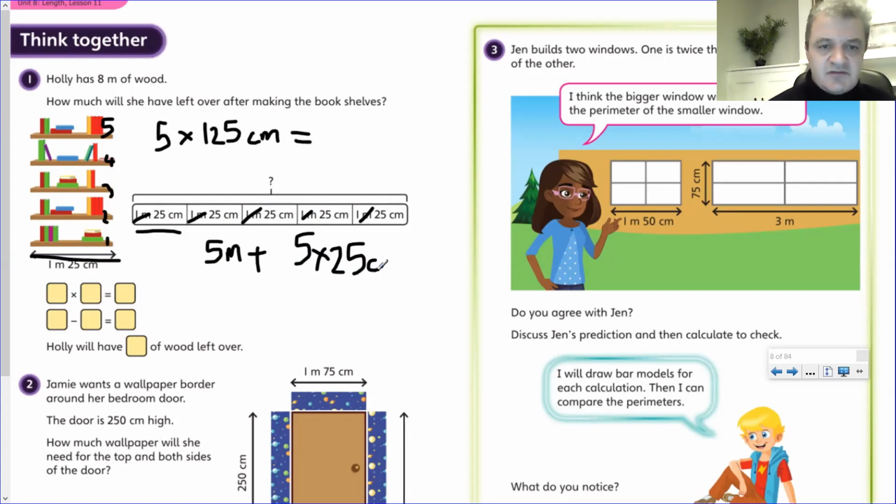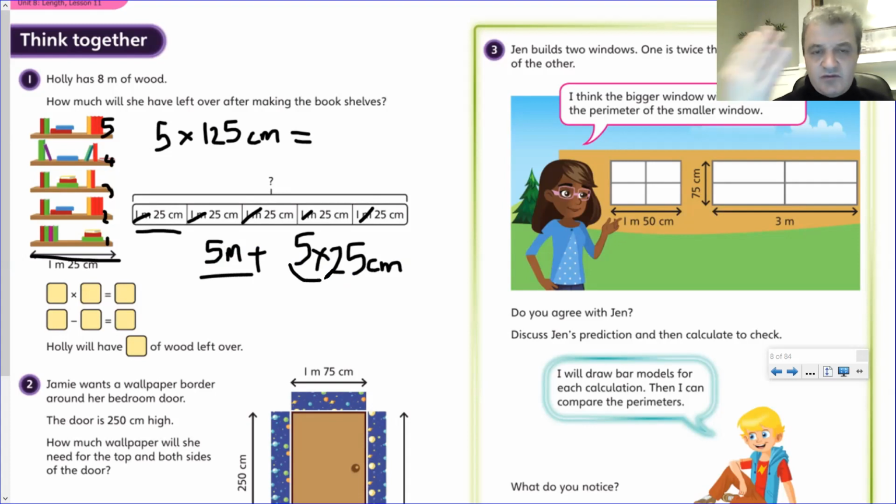I'm going to do it this way. This is how I'm doing it in my head. So I've got 5 meters. I'll leave that there. I've got 5 lots of 25, 5 lots of 20: 20, 40, 60, 80, 100. 5 lots of 5 is 25. So this would be 125 centimeters.